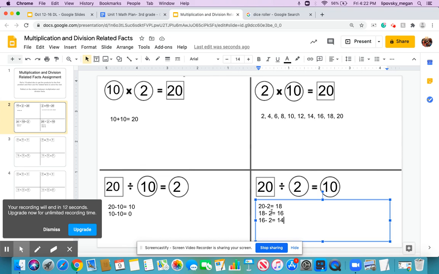And then afterwards, I'm going to reflect and look at how the numbers 10, 2, and 20 relate in these multiplication and division problems.